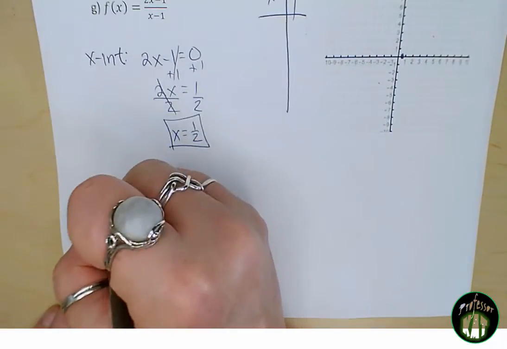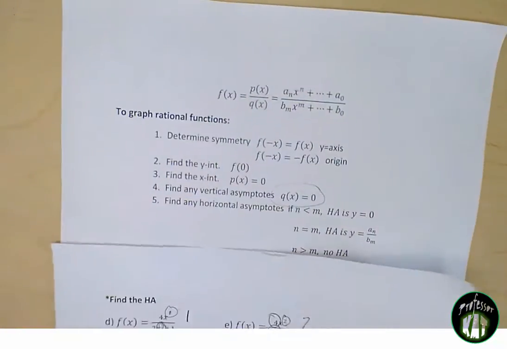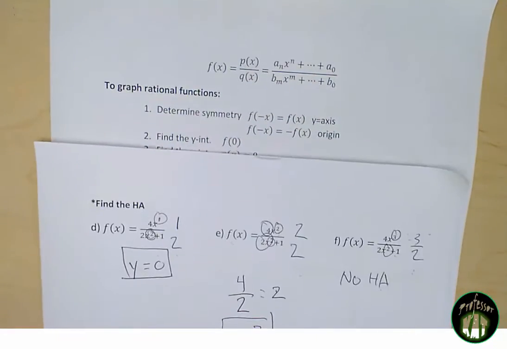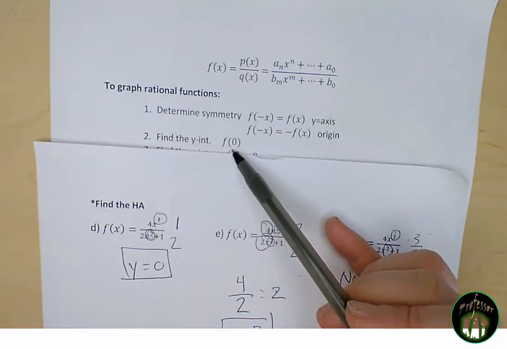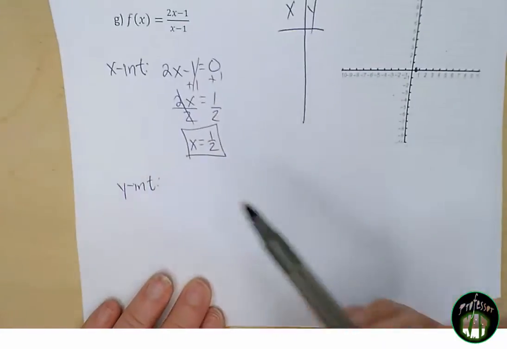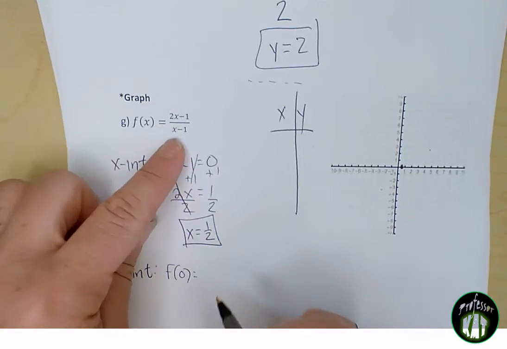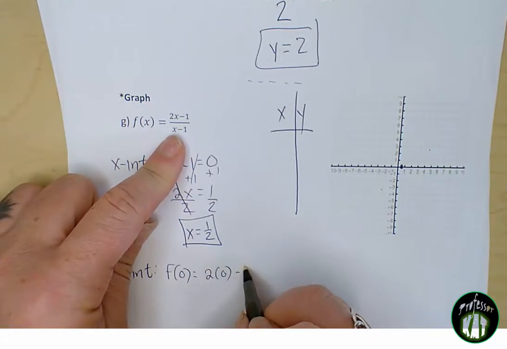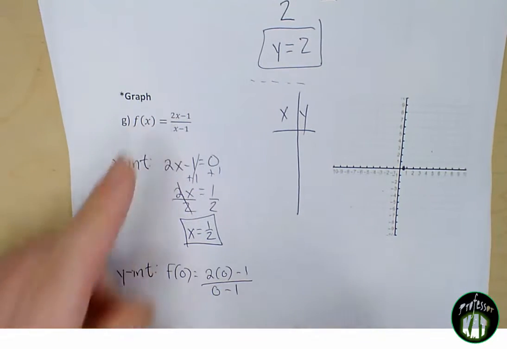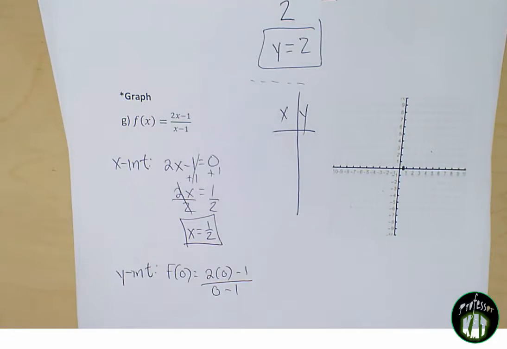Let's find our y-intercept. Going back to our steps here, to find the y-intercept of a rational function, we're going to find f of 0. That means we're going to plug in 0 to our function. If we're going to find f of 0, we're going to take our function and plug in 0 for every single x. Instead of x, replace it with a 0.